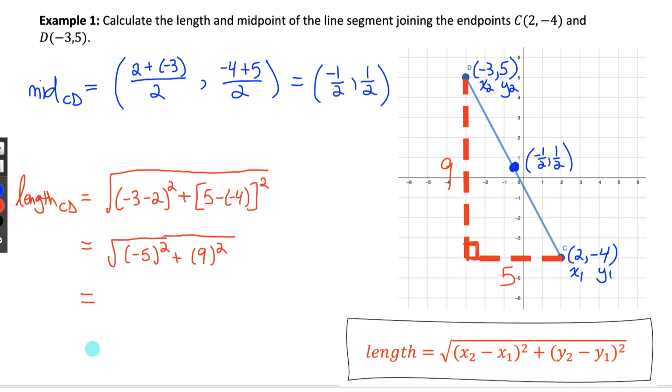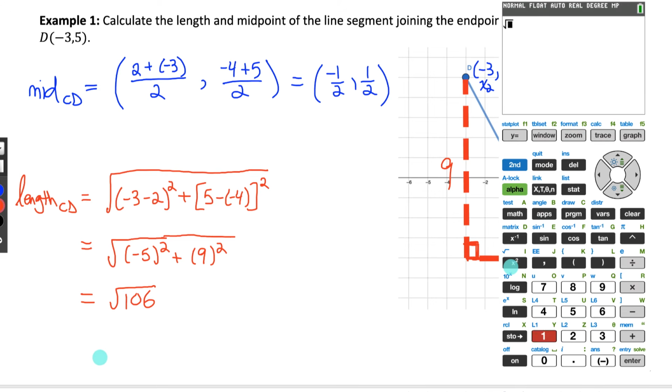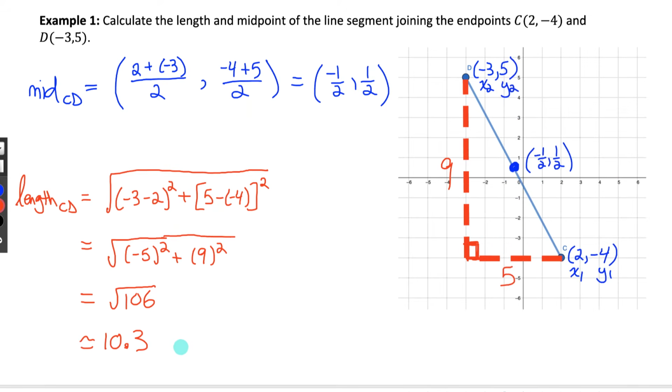So if I simplify under the square root, I have -5 squared, which is 25, plus 9 squared, which is 81. So 25 plus 81 is 106, so I have the square root of 106. That's the exact length. If I want the approximate length, I can evaluate that on my calculator, and I would get a value of about 10.3. And I don't know what units I'm in, so I could just write 10.3 units.